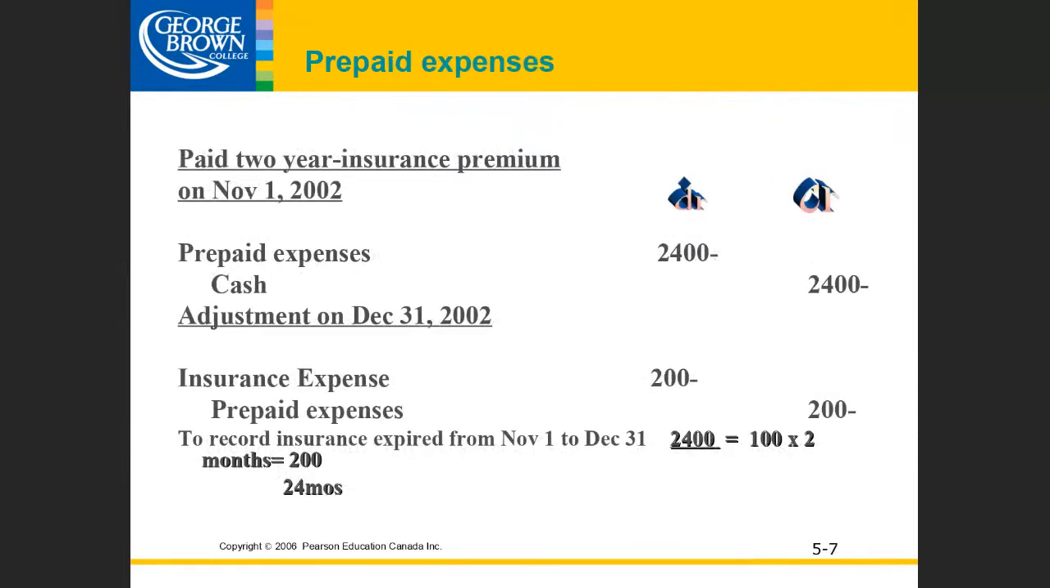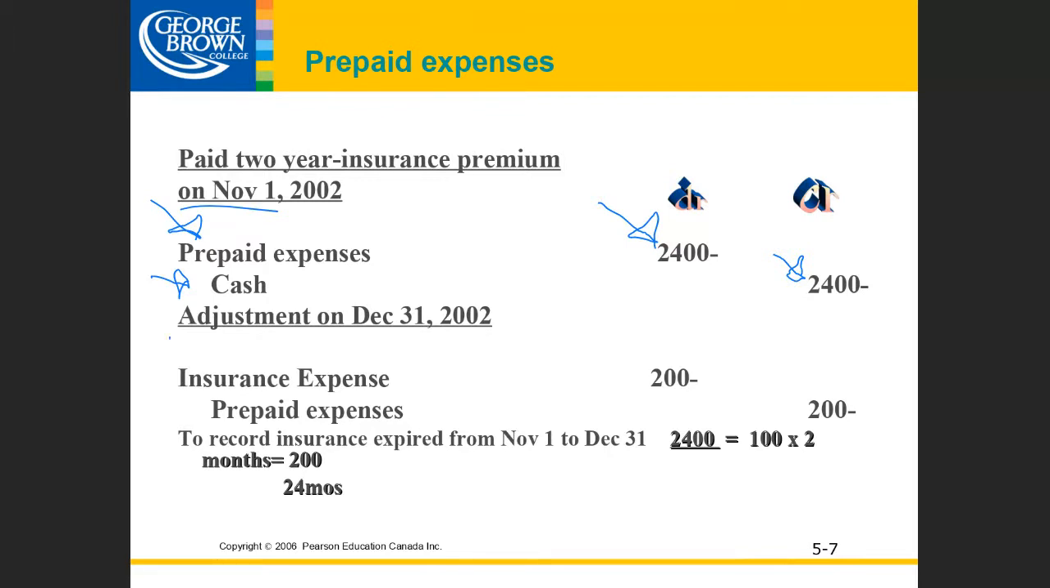So here's just a visual example. On November 1st, we purchased 2 years worth of insurance for $2,400. So we debited our prepaid expenses by $2,400, and then we paid cash, so we credited our cash account by $2,400. Right? So that would be the journal entry here.